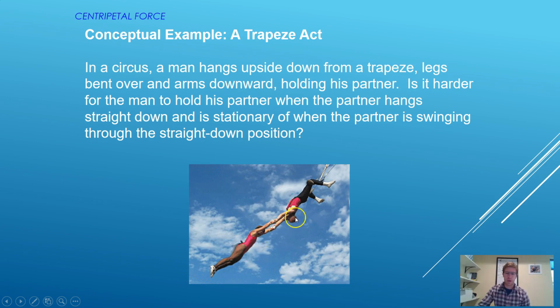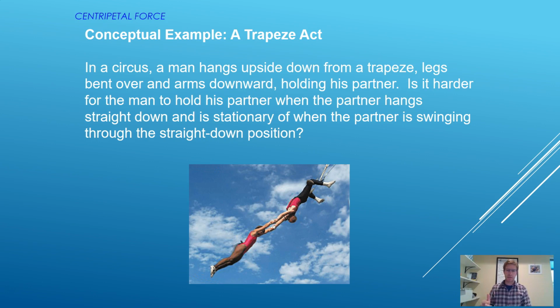You have two options. Let's say that they're swinging back and forth. In this picture, you can see they're in the act of swinging. One situation is when they're swinging back and forth, and the other is after they've stopped swinging and he's just holding the person straight down. In which situation is it going to be more difficult for the guy to support the person? In which case will there be more tension in the upside down person's arms? When they're stationary, or when they're swinging as they hang upside down? Which one will generate more tension in the guy's arm?